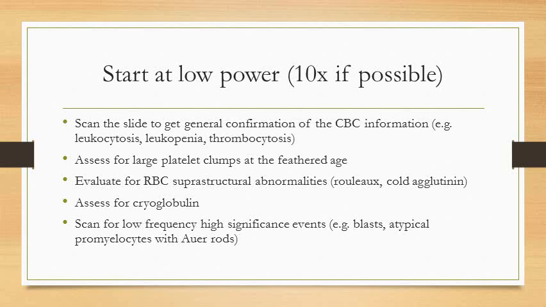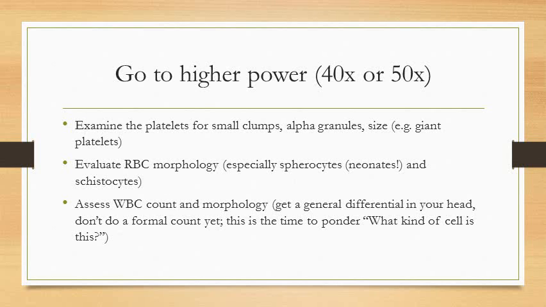And then finally, take a little while to scan for low frequency, high significance events. For example, blasts, atypical promyelocytes, Auer rods. And you can time how long you look for this depending on the scenario. For instance, if you're looking at a young patient with pancytopenia, you're going to spend longer looking for atypical promyelocytes than you would in a normal white count and preliminary differential scenario.